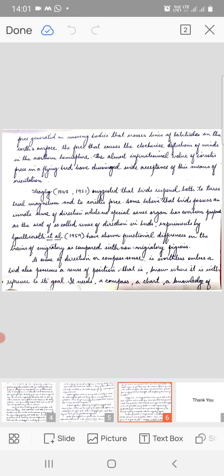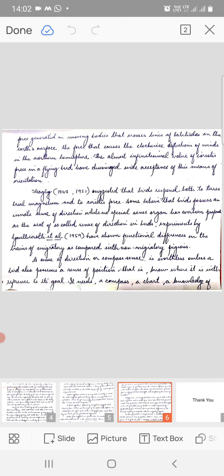Some believe that birds possess an innate sense of direction, while no special sense organ has ever been proposed as the seat of the so-called sense of direction in birds. Experiments by Gantherotli et al., 1959, have shown functional differences in the brains of migratory as compared with non-migratory pigeons. A sense of direction, a compass sense, is worthless unless a bird also possesses a sense of position, that is, knows where it is with reference to its goal. It needs a compass, a chart, a knowledge of its map location. It would be strange indeed if birds did not use their superior eyesight to aid them in navigation.